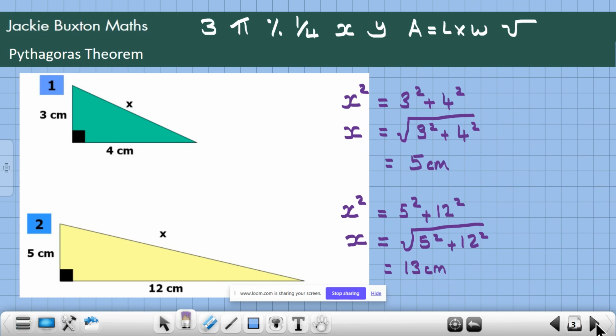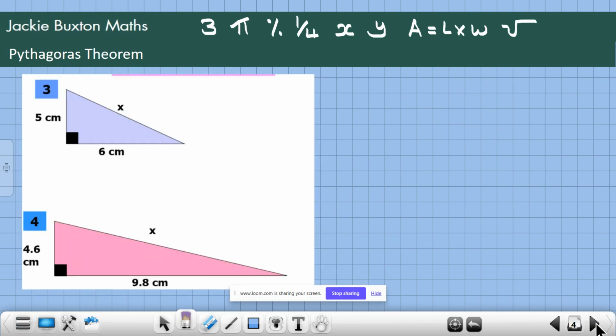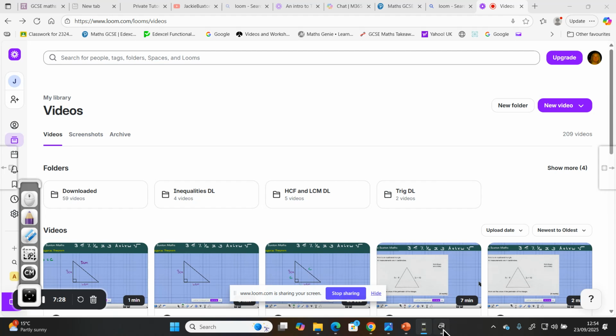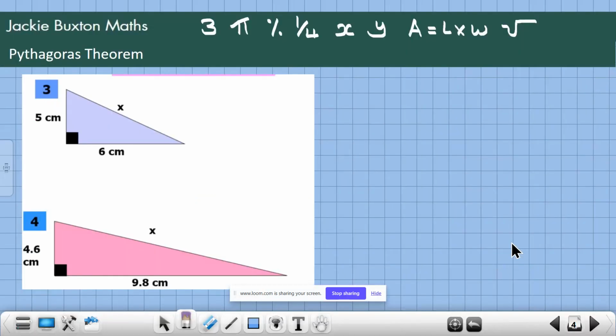Let's move on and look for question 3. Okay, pause the video and have a go yourself if you feel confident. Stick with me if you don't. Right, so I'm going to set it out the same way: x squared equals 5 squared plus 6 squared. And of course, it doesn't matter which way round you write these two. So x is going to equal the square root of 5 squared plus 6 squared.